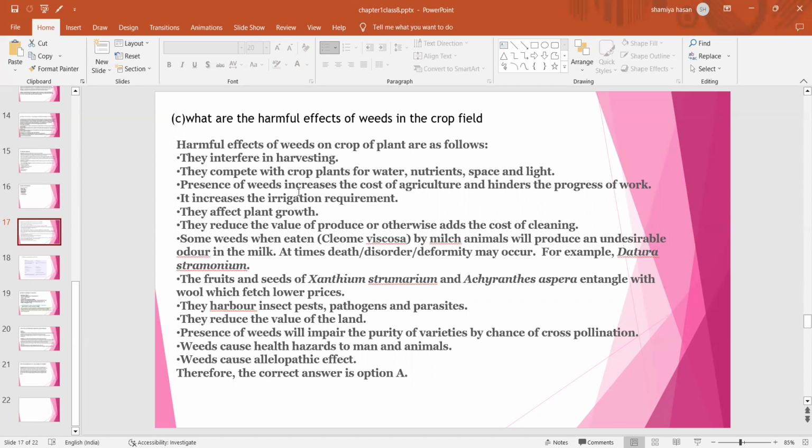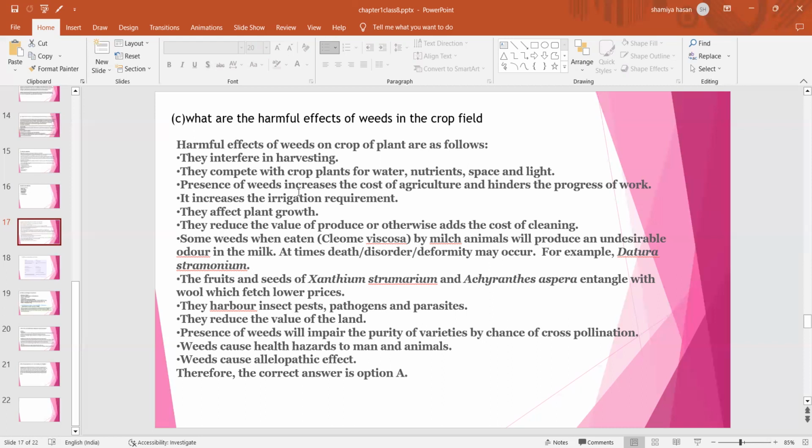Some weeds, when eaten by milch animals, produce an undesirable odor in the milk, and at times death or disorder or deformity may occur. For example, Datura stramonium. The fruits and seeds of Xanthium strumarium and Achyranthes aspera entangle with wool, which fetches lower prices. They harbor insect pests, pathogens, and parasites. They reduce the value of the land.